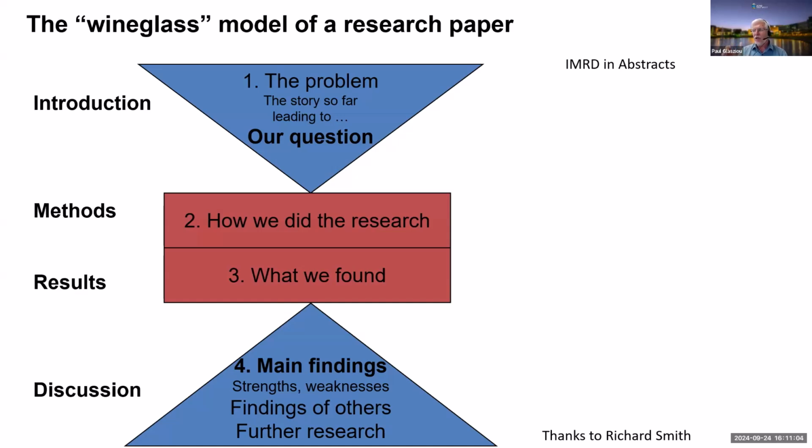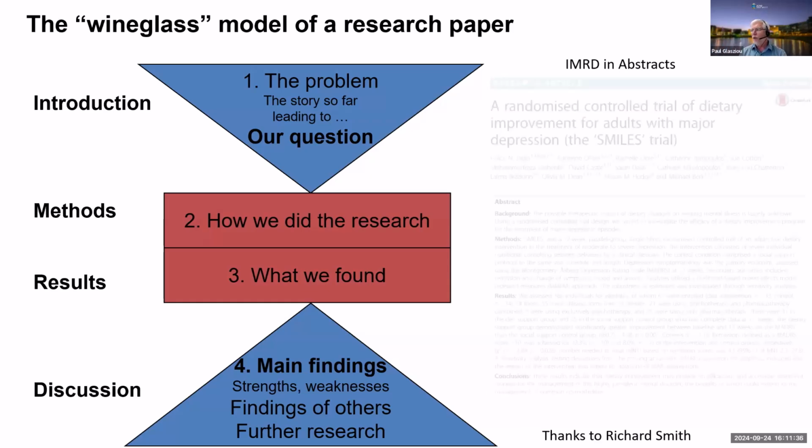Then the methods section should have how we did this research precisely in a reproducible way. The results, what did we find? And then the discussion section usually begins with a sort of recapitulation of those main findings, not repetition of it, but a sort of summary of those main findings. And then the strengths and weaknesses, comparing it with the findings of others, and then what further research and conclusions might come out of that. So that's this so-called wine glass model.